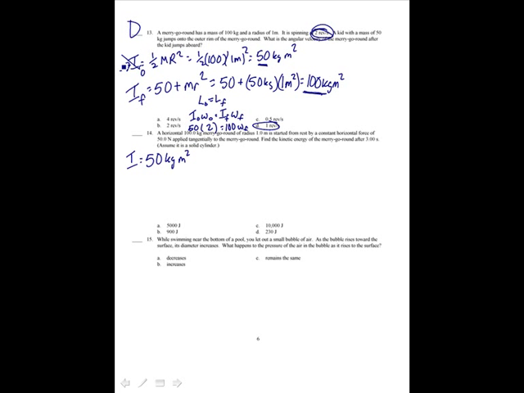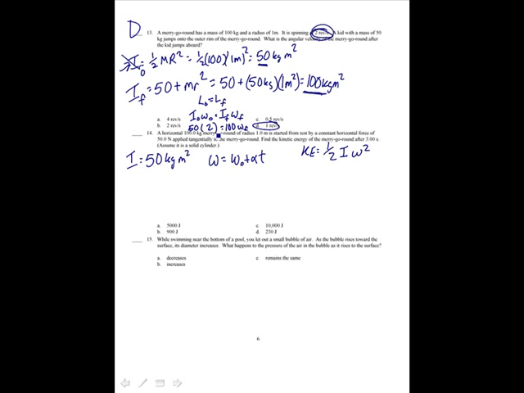A force of 50 newtons is applied, and I want to find the kinetic energy. Well, the kinetic energy is equal to 1/2 I omega squared. So I need to figure out what omega is. That's the angular velocity. Well, omega is equal to omega naught plus alpha t.